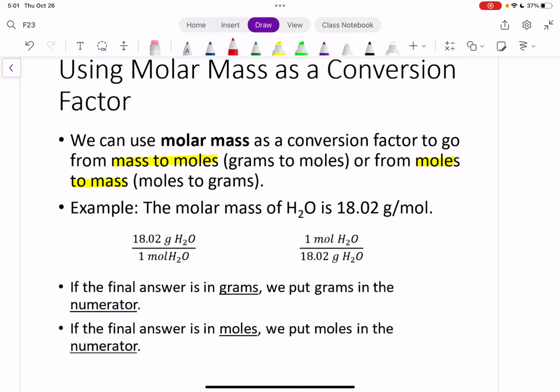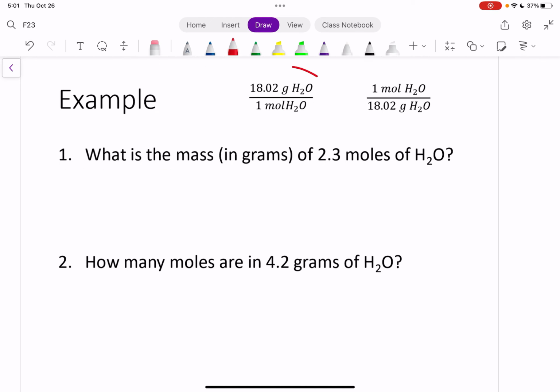So if we want the final answer in any problem to be expressed in grams, then we're going to put grams in the numerator on top, because we want to cancel out whatever's on the bottom. If we want our final answer in moles, we're going to put moles on the top, because we want to cancel out grams on the bottom. And this will make more sense as we do an example. All right, so let's try this out. And noting that we've got our 2 conversion factors up here, actually, let me write that down. Conversion factors using molar mass.